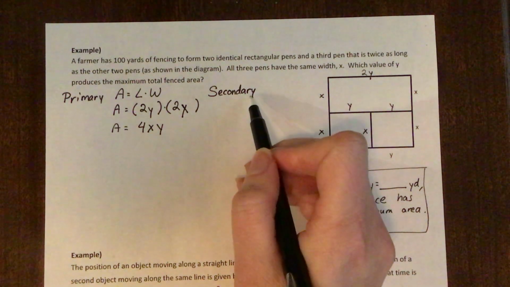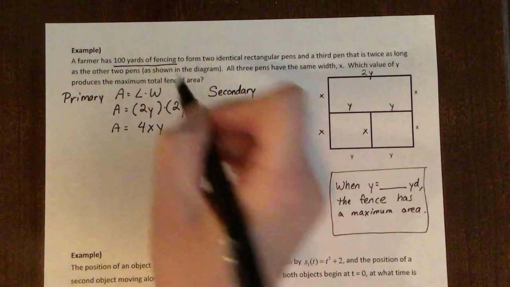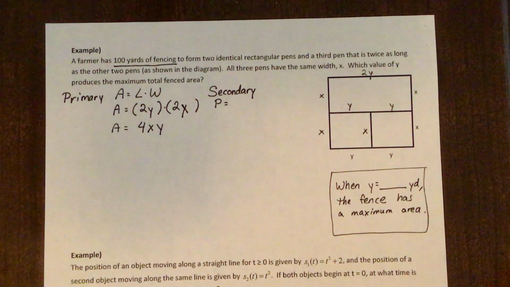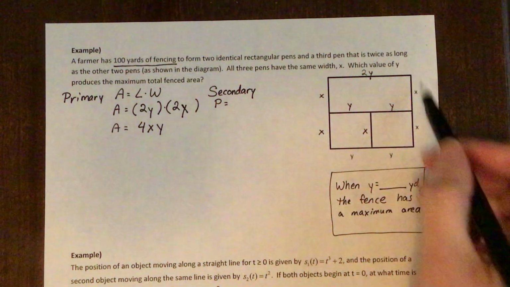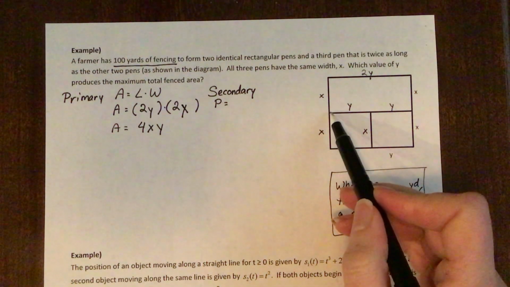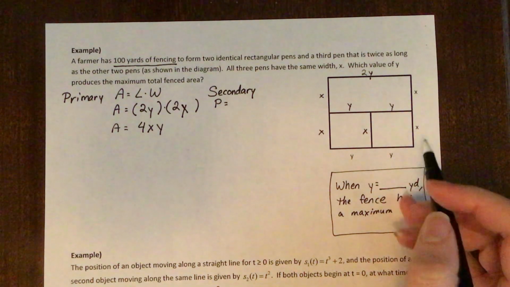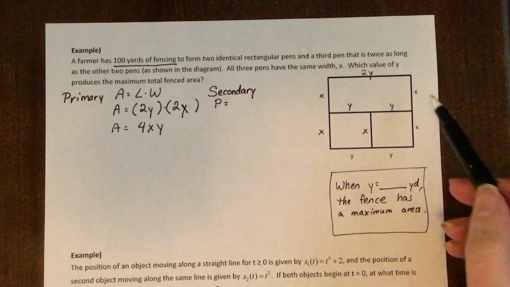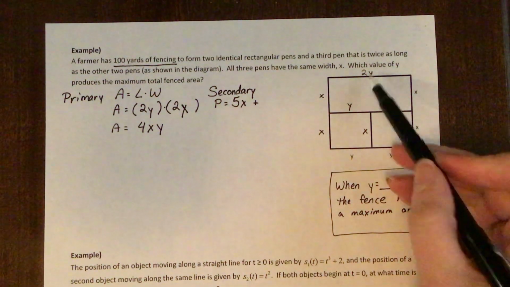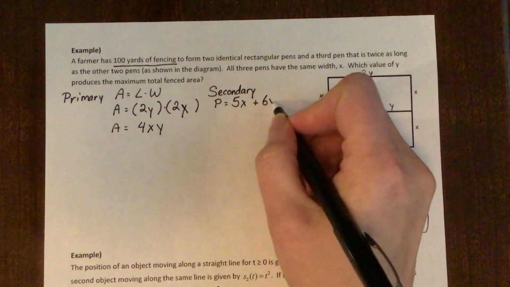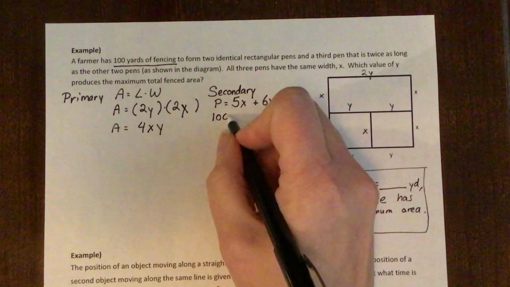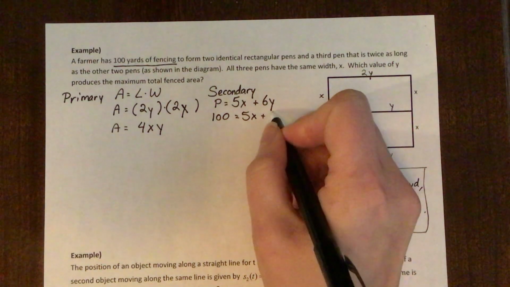Our secondary information is going to include the fact that we have 100 yards of fencing. We talked about how that's the perimeter, so I'm going to put P equals, well, the perimeter is all of the fencing combined. Now, I know perimeter in general is just around the outside, but it's also going to include these Y's and that X. So how many X's do we have altogether? 1, 2, 3, 4, 5. 5X plus 2, 3, 4, 5, 6 Y's. So P equals 5X plus 6Y. And we know in this case that the perimeter is 100 yards.